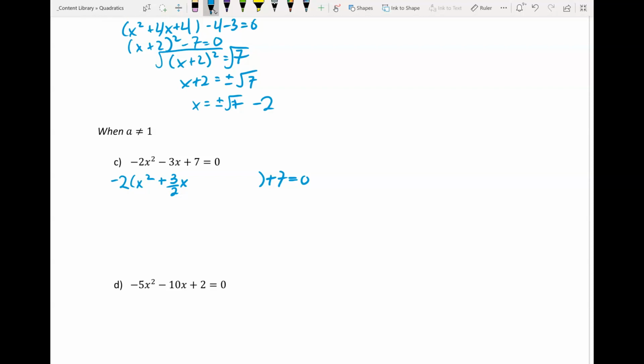Again, if you're confused by this, just try multiplying it out to see why it works, because if I do multiply this negative 2 back in, that's negative 2x squared. The negative 2 and the 2 will cancel out and just leave us with a negative 3x. Okay, now we're going to do 3 over 2, and then we're supposed to divide it by 2, which is 3 over 4. And then we need to square 3 over 4, so that is 9 over 16.